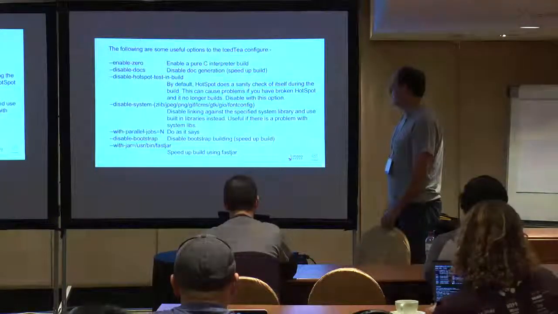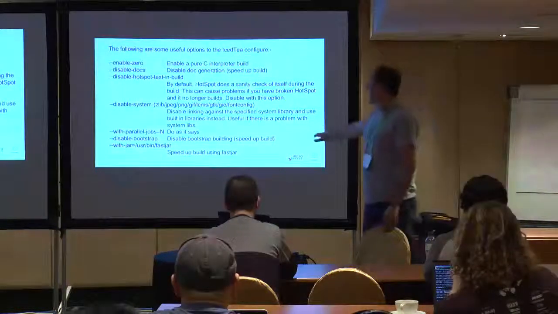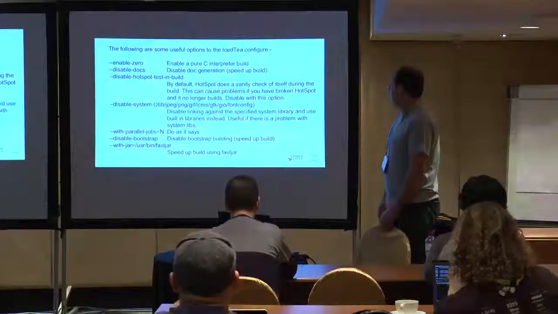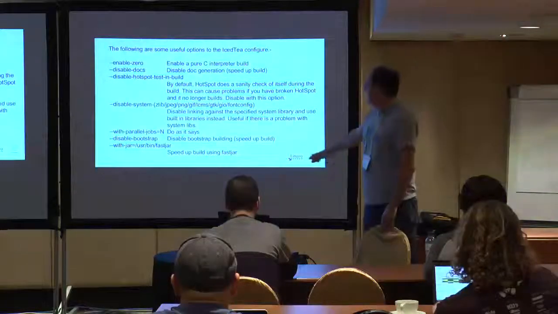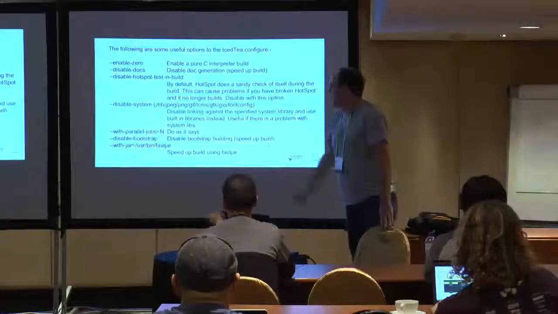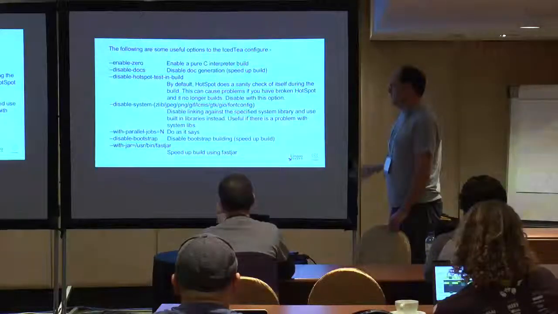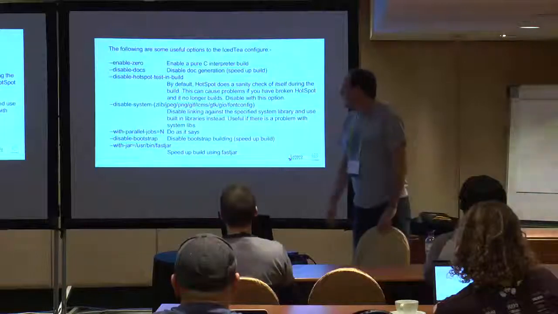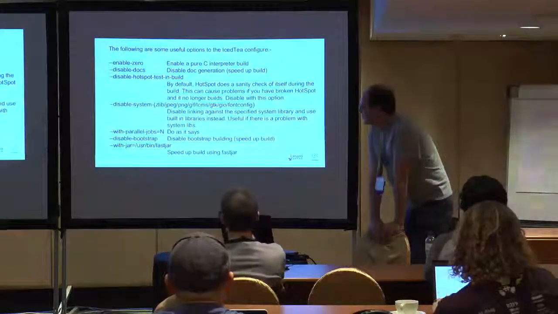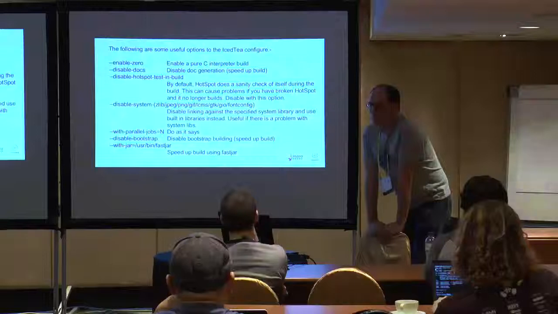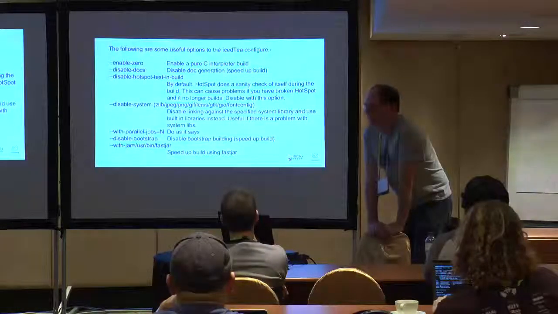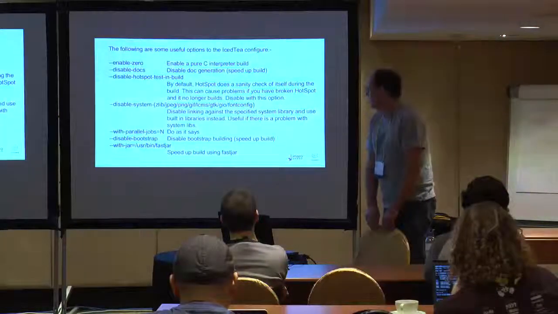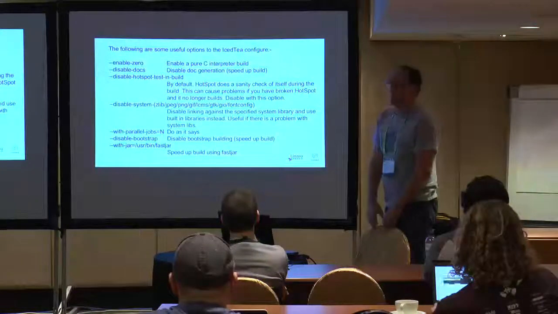Parallel jobs equals n, does as it says. Disable bootstrap, so it just doesn't do the two-stage bootstrap build, speeds up the build. And with jar, it goes fast jar. The standard jar is very slow. There's a fast jar implementation inside which will again speed up the build. A standard build on an AArch64 system takes about 30 minutes. On a desktop PC, which is a 6-core, 4.5 gigahertz machine, it takes about 8 minutes.